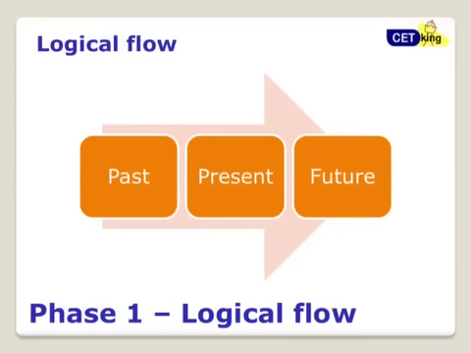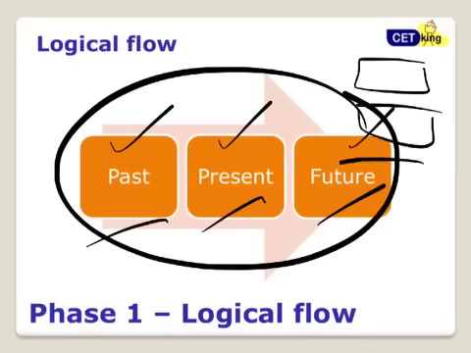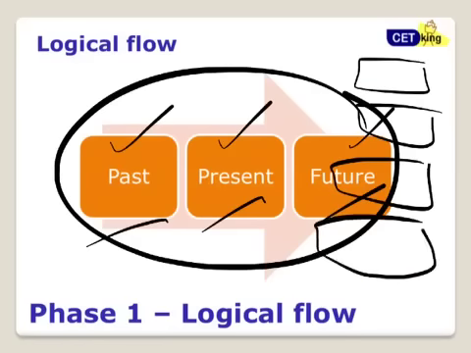Number 1 will be the logical flow. This is a typical logical flow which I want you to have: talking about your past, present, and then the future. Phase 1, phase 2, phase 3, the past, present, and future. And that's how your 4 paragraphs should be.